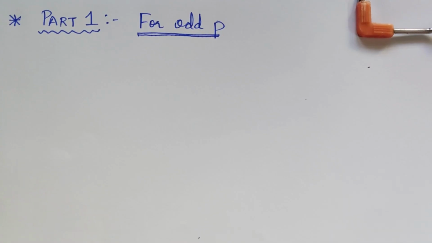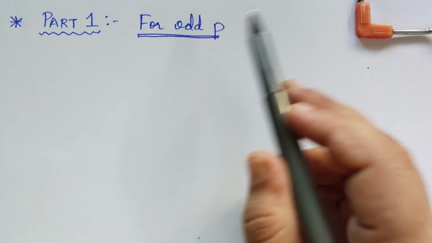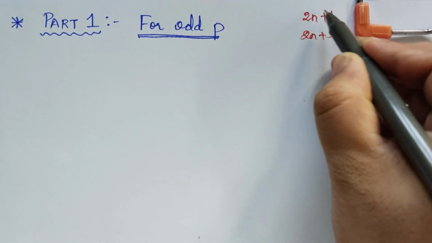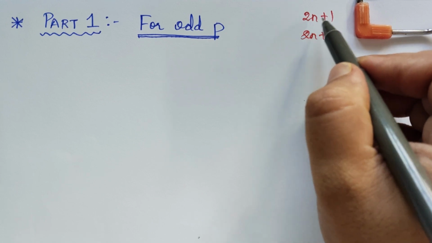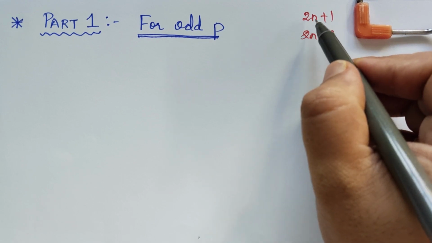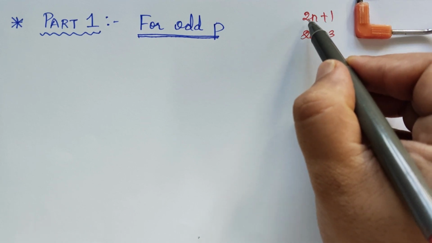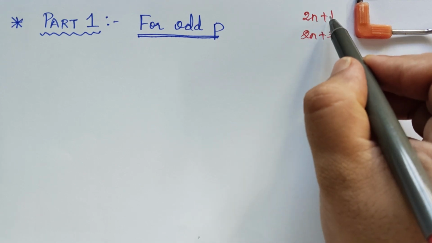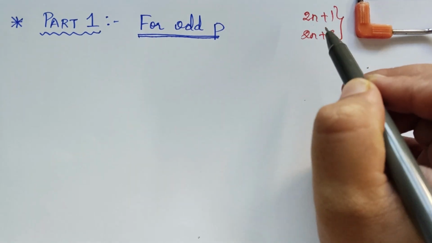First, part 1 will be for odd P, that is, an odd number of vertices. When the value of P is odd, how will the odd numbers be? It will be like 2n plus 1, 2n plus 3. These are the generalized forms of odd numbers, because if you give any value for n, it will be an odd number. For example, if you give n equal to 0, it will be 1, which is an odd number. n equal to 1, so 2 plus 1, 3, which is an odd number. n equal to 3, if you take 6 plus 1, which will be an odd number, because 3 times 2 is 6, plus 1 is 7, which is an odd number. Similarly, 2n plus 3 is also an odd number. So these are the general forms of the odd number.